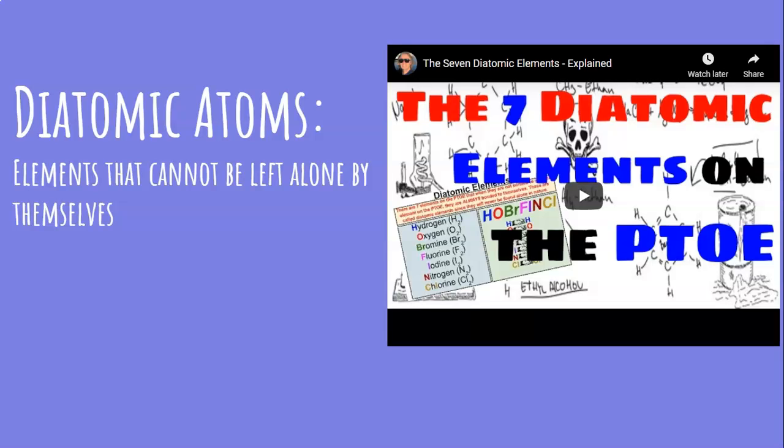There's also a couple special atoms called diatomics. Diatomic atoms are elements that cannot be left alone. They have to be partnered with somebody. If they cannot partner with a separate element, then they will partner with themselves. And there are 7 of them: hydrogen, oxygen, neon, fluorine, chlorine, bromine, and iodine. Those are our 7 that we need for the diatomic elements.